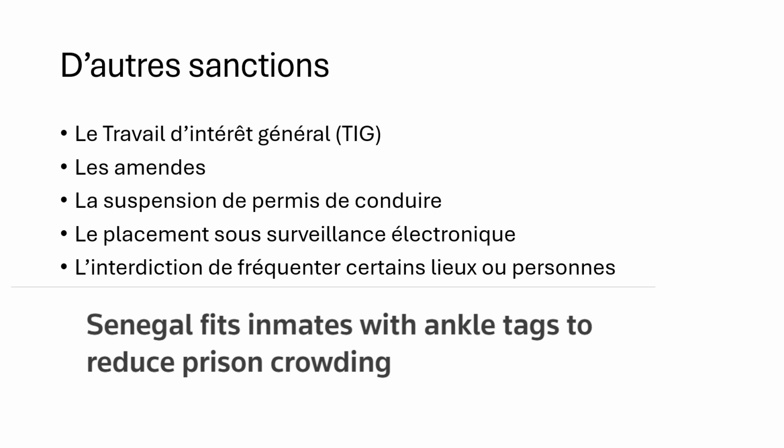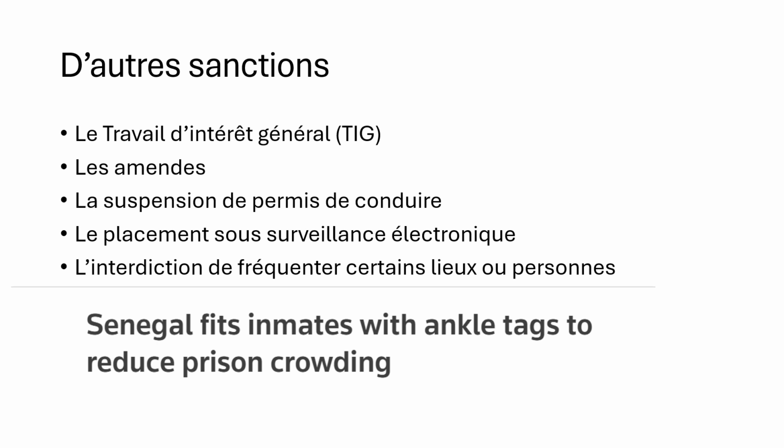of transportation and employment. We have electronic monitoring, which is also known as le placement sous surveillance électronique. So this allows the convicted person to serve their sentence at home while under surveillance with an electronic bracelet. This means the individual can have some freedom, but their movements are also controlled, which ensures the safety of society.